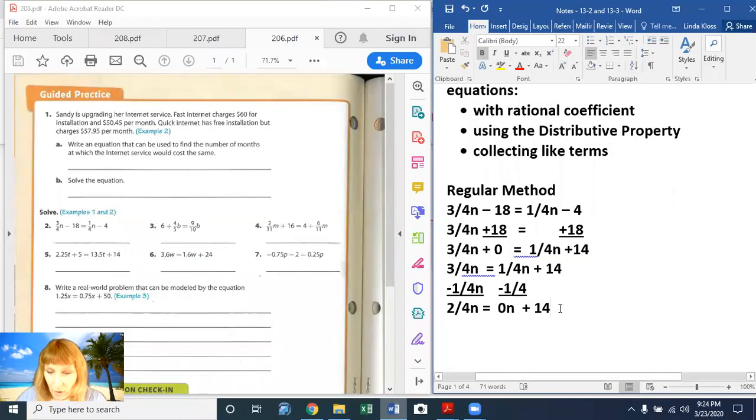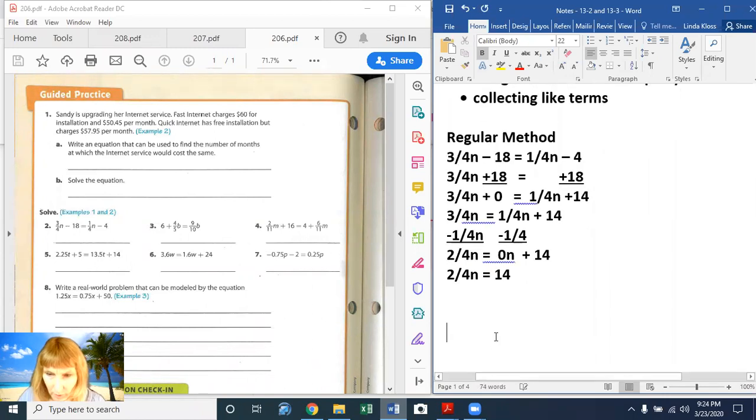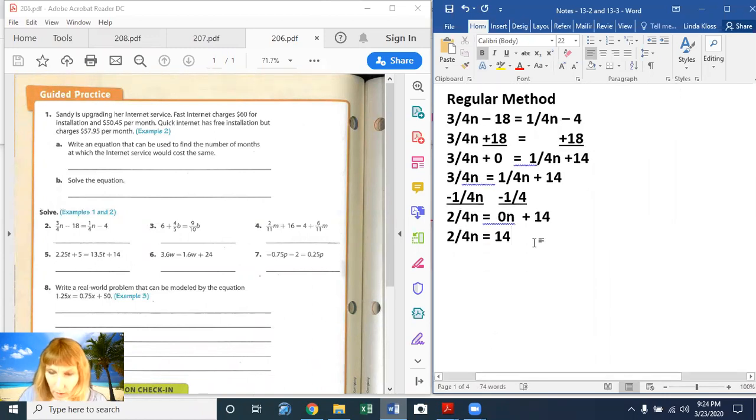Now I have 2/4 n equals 0n plus 14. I'm going to drop the 0n because 0 times any number is 0, and 0 plus any number is just the number. We end up with 2/4 n equals 14. I have one more step.